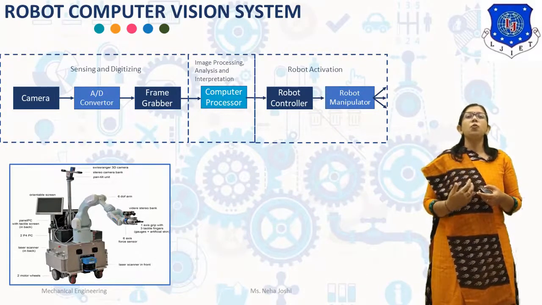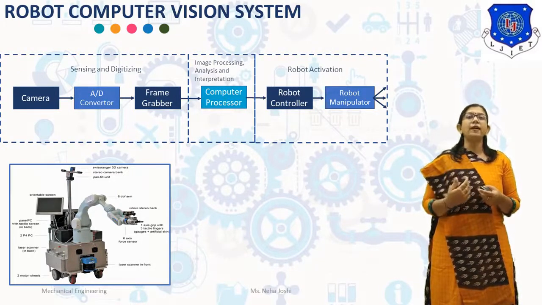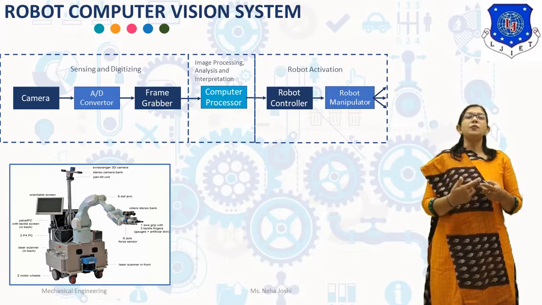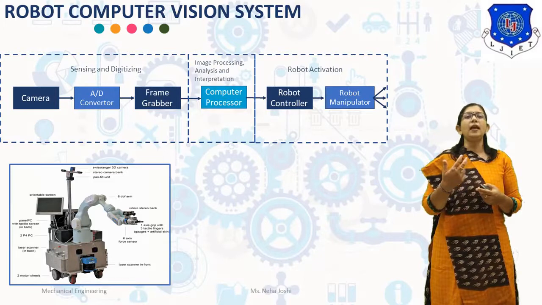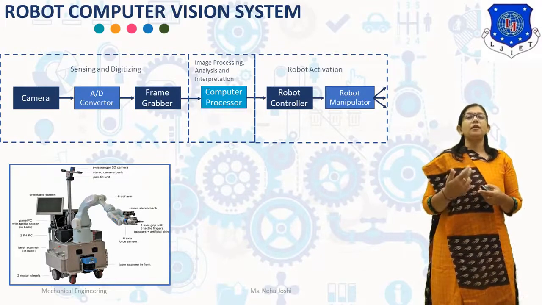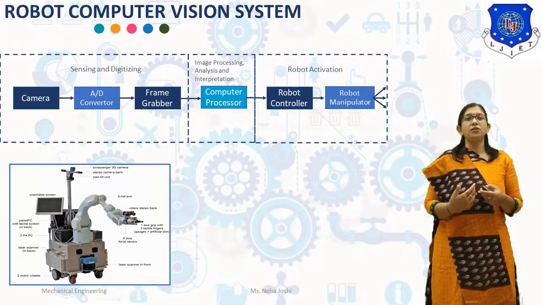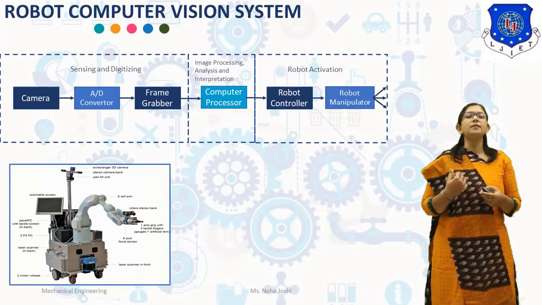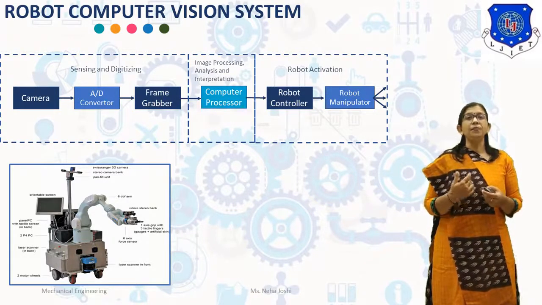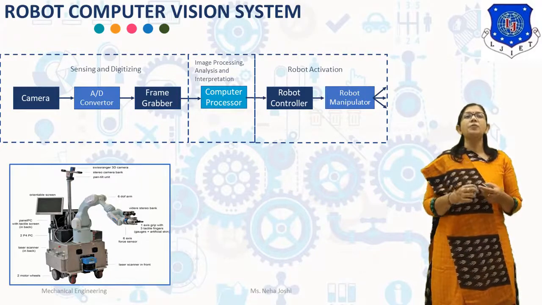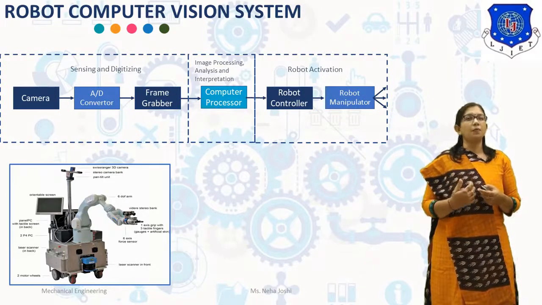The operation of the robot vision system is divided into three functions. First one, sensing and digitizing. The second one is image processing, analysis and interpretation. And the third one is robot activation, as you can see in this diagram. Now, the first one is sensing and digitizing. In this part, the camera captures the image of the three-dimensional world. The image is further digitized and stored in the computer memory.